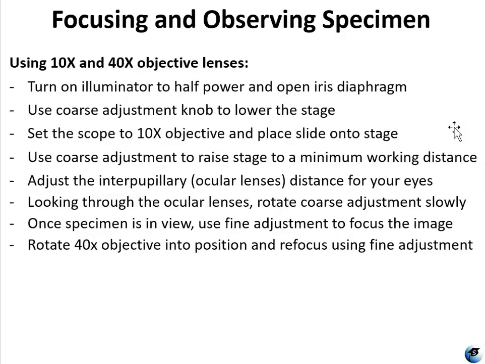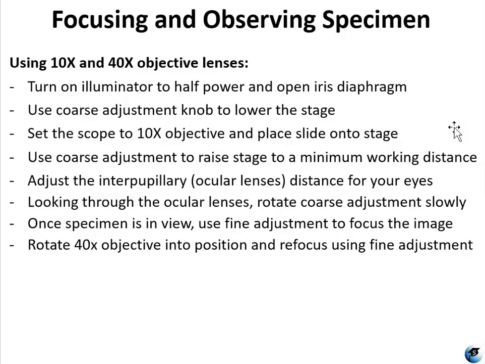You will adjust the interpupillary distance, the distance between your ocular lenses, and that helps to make sure that you're not seeing double. And then you look through the ocular, rotate your coarse adjustment knob slowly so that you can get the specimen into view. And then once the specimen's in view, you use fine adjustment to focus the image further.